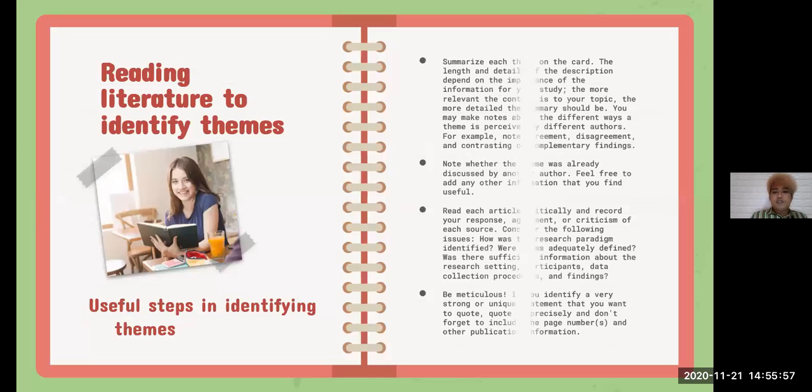So, continued. To summarize each theme on the card, ano yung pinag-uusapan sa theme na yon? What is it all about? No? The length and the details of the description depend on the importance of the information for your study. Kasi ako, mga bata, when I identify a theme, I already write that. Ginajot down ko lang siya, and then meron kasi taong gano'n yung diretso na magsulat kapag naaaran niya. Gano'n ako magsulat. Tapos, ang ginagawa ko, pag nagsusulat ako, hindi pa siya organized, no? Hindi pa siya cohesive. Saka ko lang siya i-arrange into their proper places.